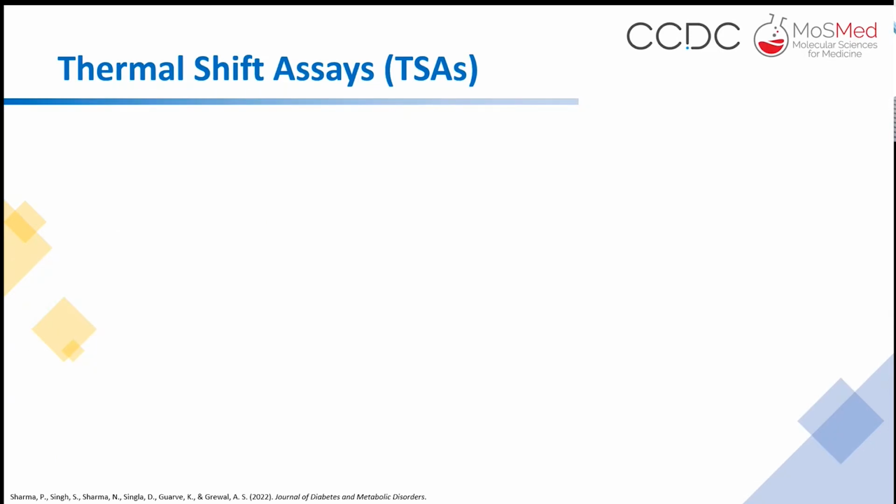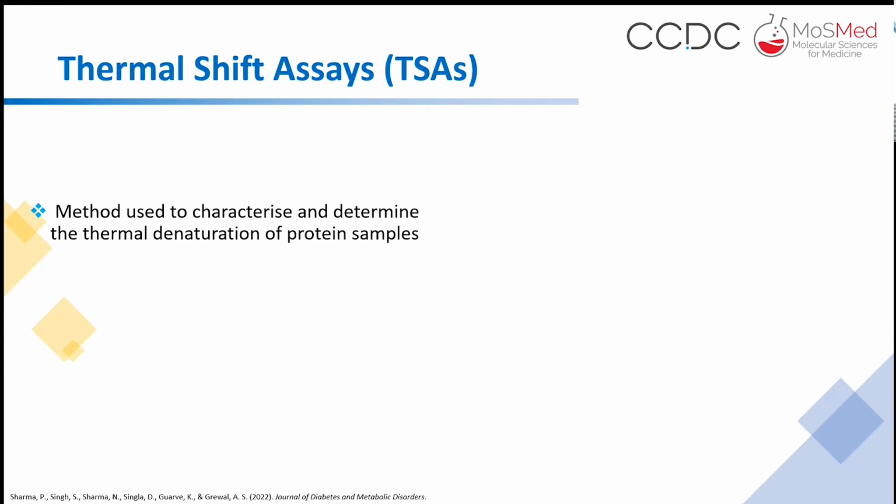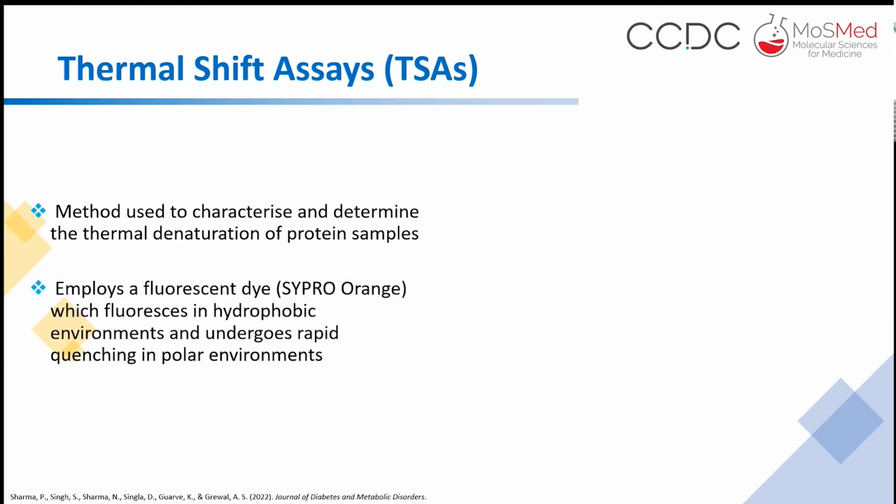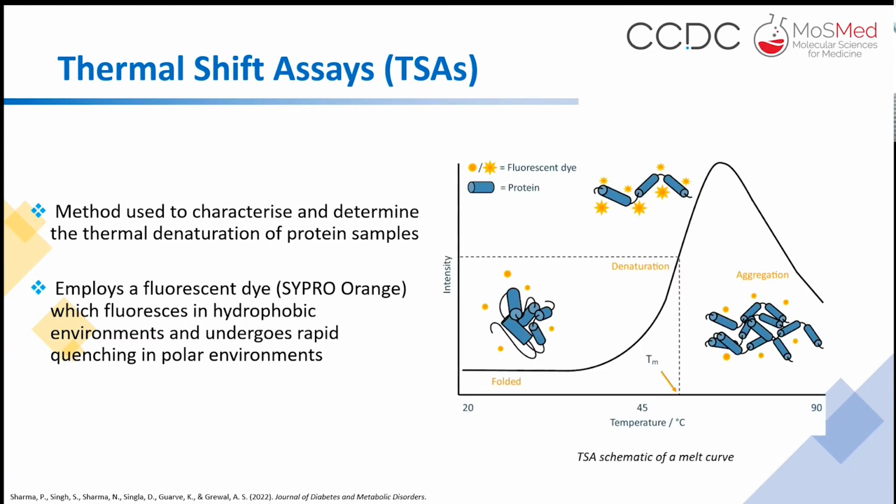Continuing from then, I worked on thermal shift assays, and a thermal shift assay is a method used to characterize and determine the thermal denaturation of protein samples, and it works by employing a fluorescent dye, which fluoresces in hydrophobic environments and undergoes rapid quenching in polar environments. So you start with your protein in its folded form, and as you increase the temperature, your protein unfolds, you get a fluorescence peak, and that helps you determine what the denaturation temperature of the protein is.